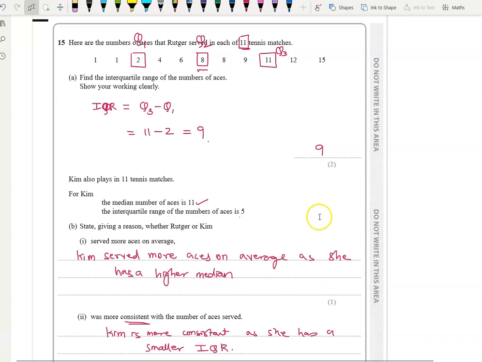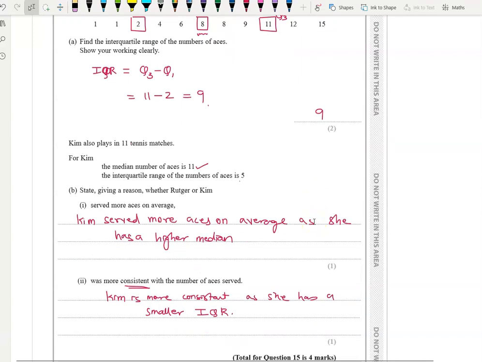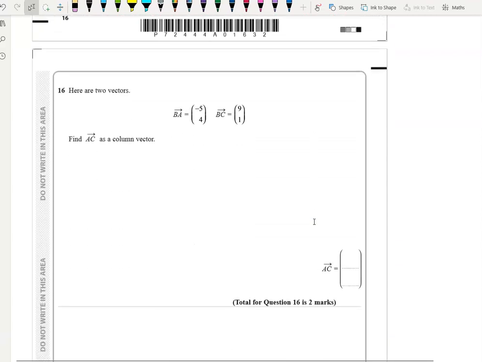Okay. Now, question number 16. Here are two vectors. Vector BA is given, BC is given. You need to find vector AC. Now, vector AC, we want to go from A to C. It is same as going from A to B and B to C. Now, we don't have vector AB, we have vector BA.